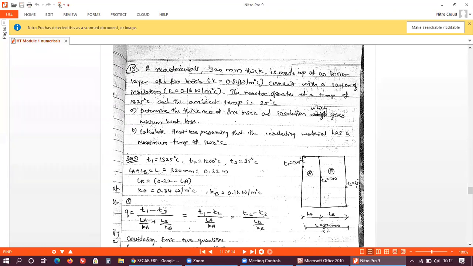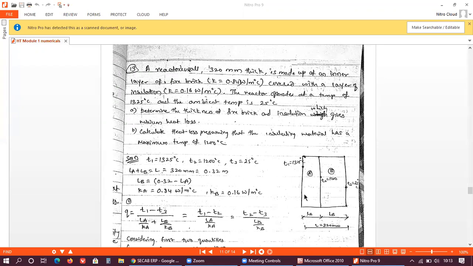Okay, so the total length of the composite wall is given as 320 mm, right? And we need to calculate the individual thickness. As you can see here, what is to be calculated? Determine the thickness of fire brick and insulation which gives minimum heat loss. So here we need to calculate this LA. LA is the thickness of the first brick and LB is the thickness of the second brick. These two are to be calculated here.